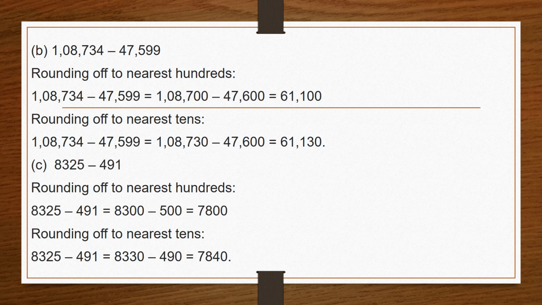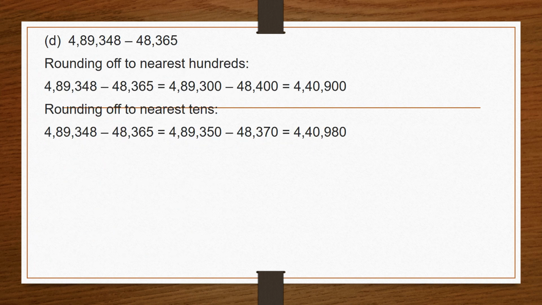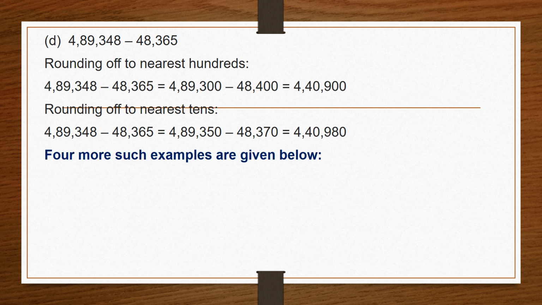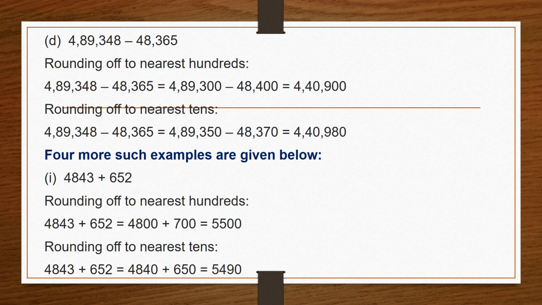Try the next part. The next part is 4,89,348 minus 48,365. Try to solve this as we have done in our previous parts. Also, the second part of this question is to give 4 more such examples. 4 more such examples are given below.